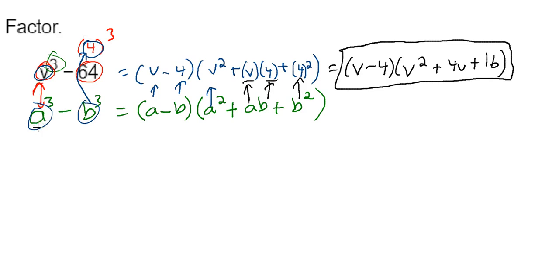So what's different here is instead of a, we have a v. So we make the same change in the answer. Instead of a, we'll have a v. And instead of b, we have a 4 being raised to the third power. So we make the same changes over here. Instead of b, we'll have a 4.